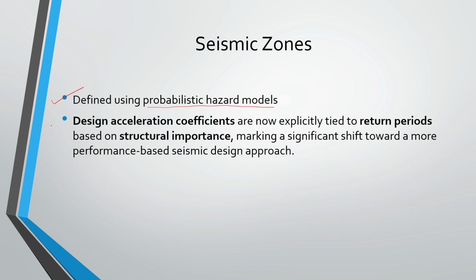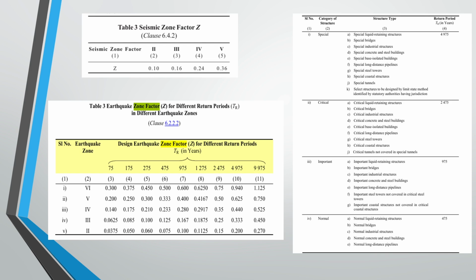Next important thing, the design acceleration coefficient AH. We know that base shear VB is equal to AH into W, where W is the seismic weight of the structure and AH is the design acceleration coefficient. These are now explicitly tied to return periods based on structural importance, making a significant shift towards a more performance based seismic design approach. So if you see, yeah, this is from IS 1893 2025.